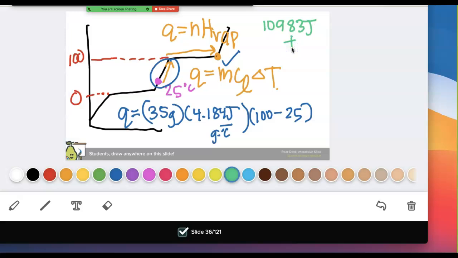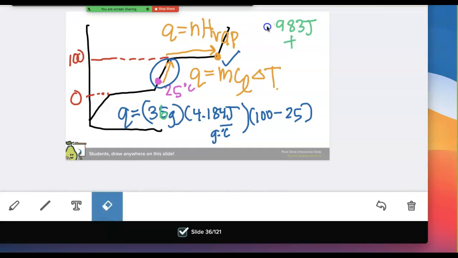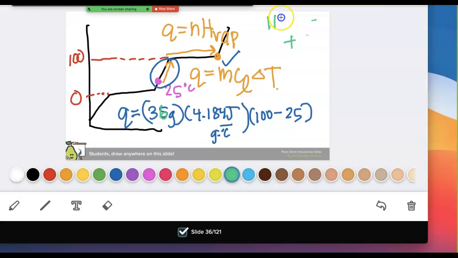Plus, now I need to do this one, okay? Q equals... You got wrong mass. It's 36 grams. Oh, is it 36? Yeah. Sorry, thank you. So let me recalculate. So this is 11,296.8. Let me just finish the last one real quick, okay?